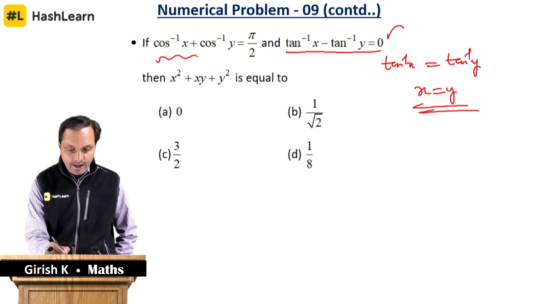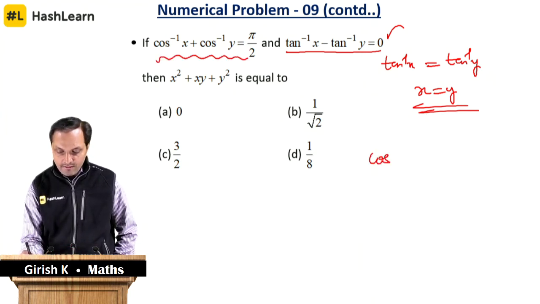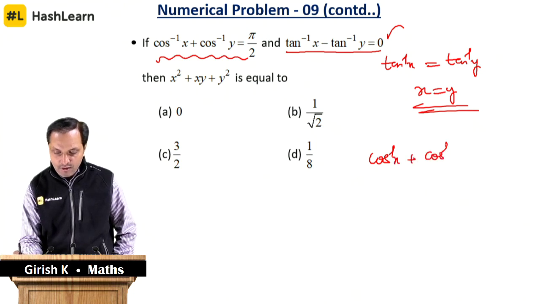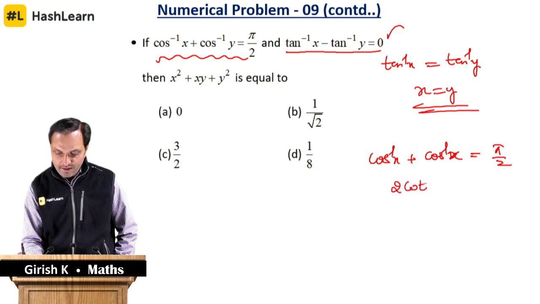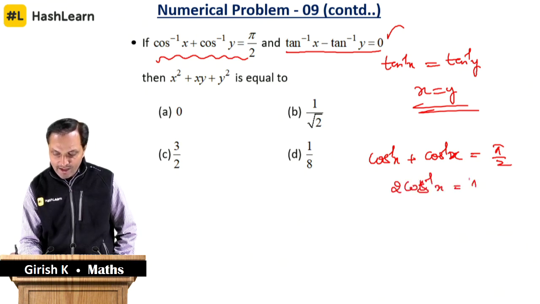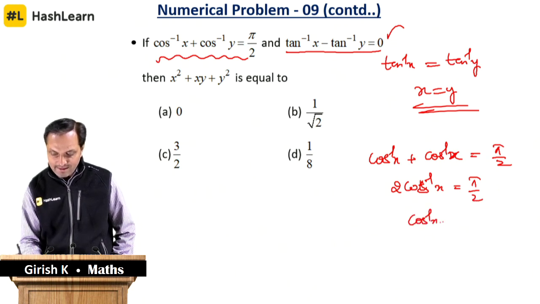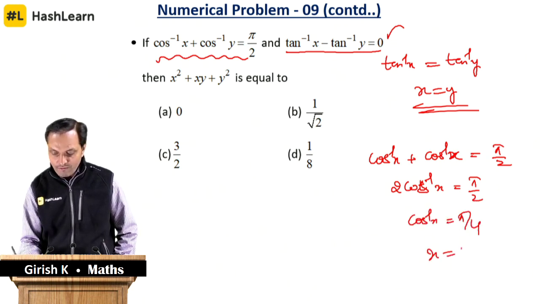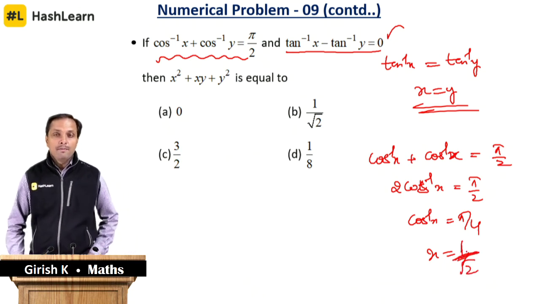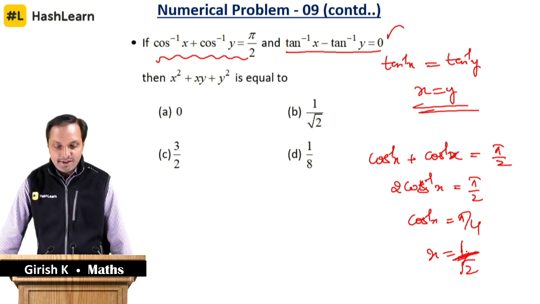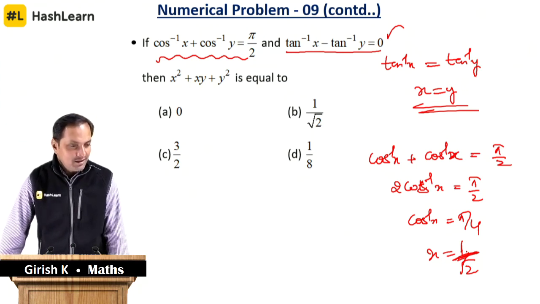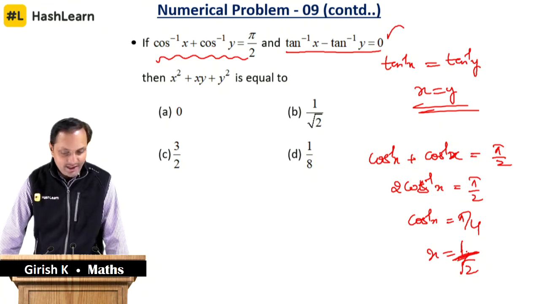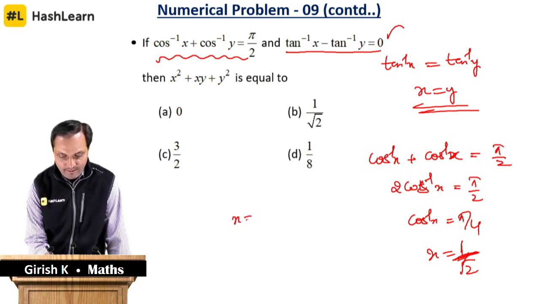So if you take this, cos inverse x plus cos inverse y is nothing but pi by 2. You know that 2 times cos inverse x is equal to pi by 2. Cos inverse x is equal to pi by 4. You know that cos 45 is 1 by root 2. So it's very simple now. When x is same as y, we got x as 1 by root 2. Y also should be 1 by root 2.